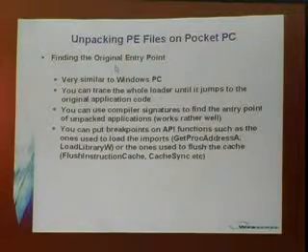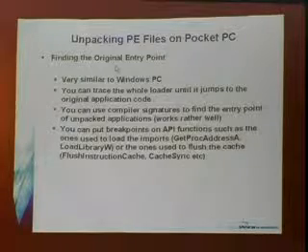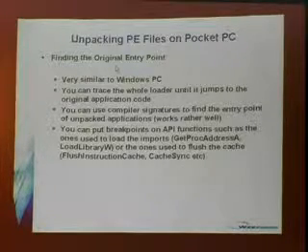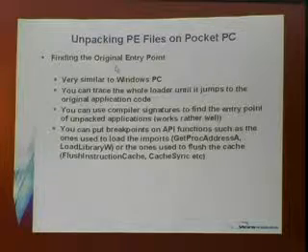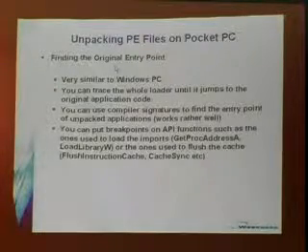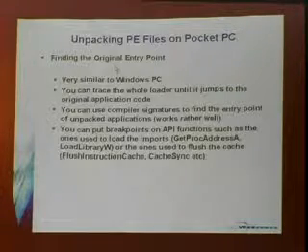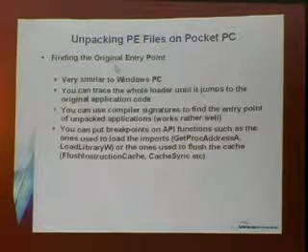Then the next point is finding the original entry point of the application. It's very similar to Windows PC. You can trace the whole application until you find the jump to the original entry point. You can use compiler signatures to find the entry point. This works very well because you don't need to bother with the anti-debugging tricks. You can just scan the memory when the application is being run, and you can quickly find the entry points using signatures.